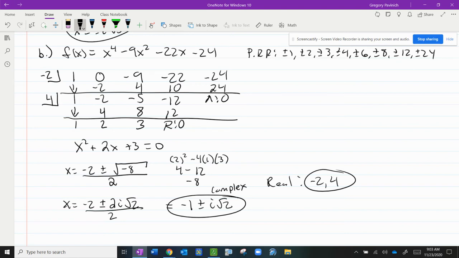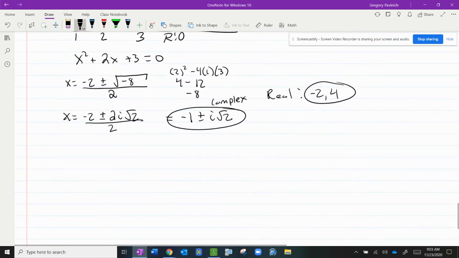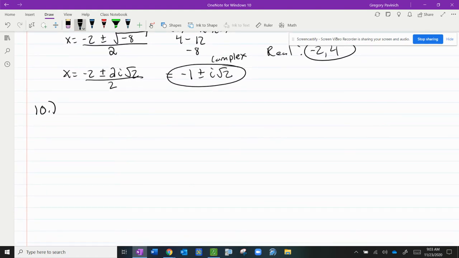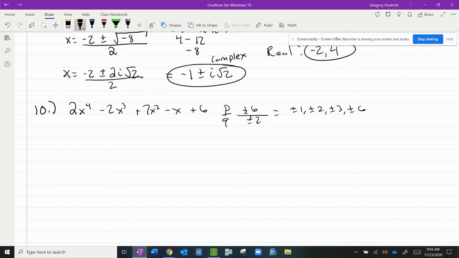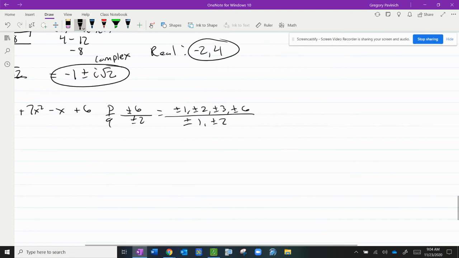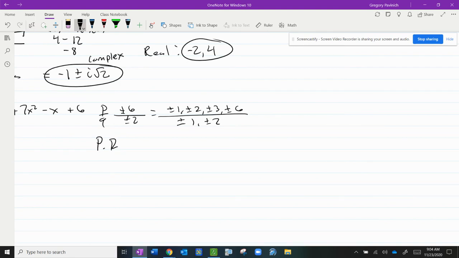so what are we on, number 10? Oh, we get a reprieve from all the work. Number 10, list all the possible rational roots. That's a nice one. Not like we haven't just been doing that for all the other ones, right? So I have plus or minus 6 over 2. That's my p over my q. And that gives me 1, 2, 3, 6, 1, 2. Let's list all these little suckers out. My possible rational roots. Possible, right?